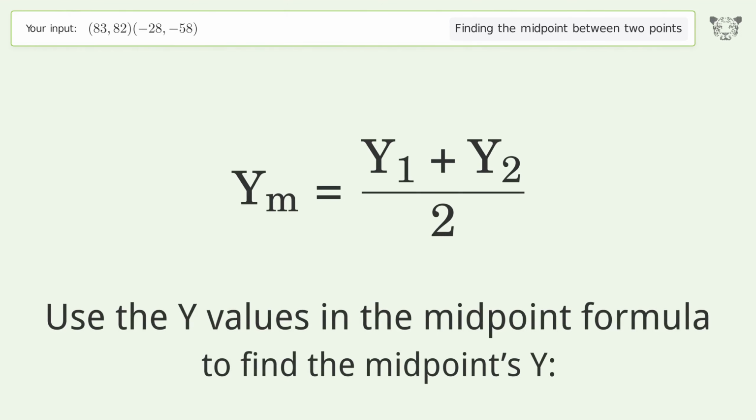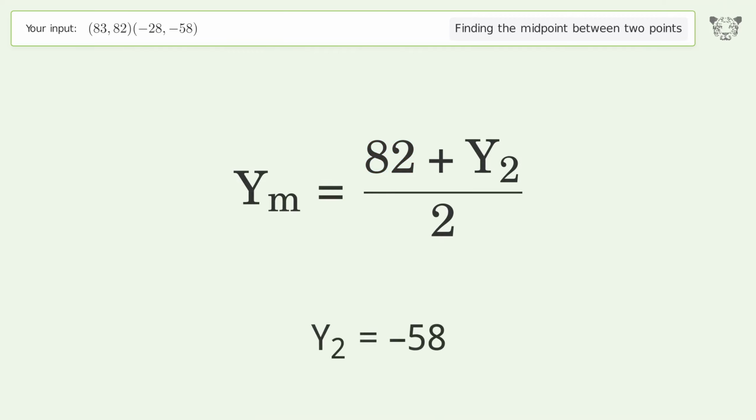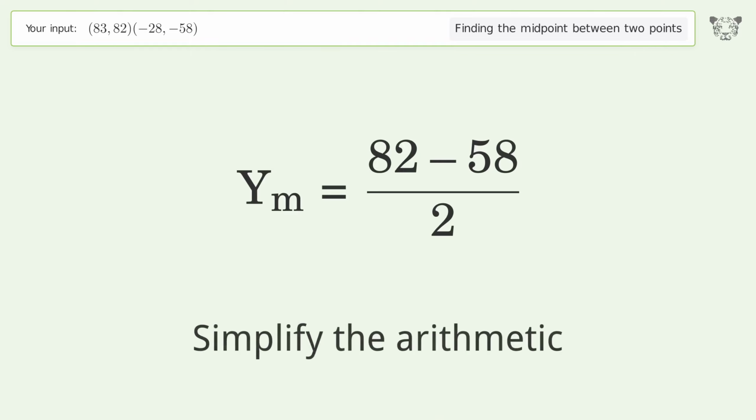Use the y values in the midpoint formula to find the midpoint's y. y1 equals 82. y2 equals negative 58. Simplify the arithmetic.